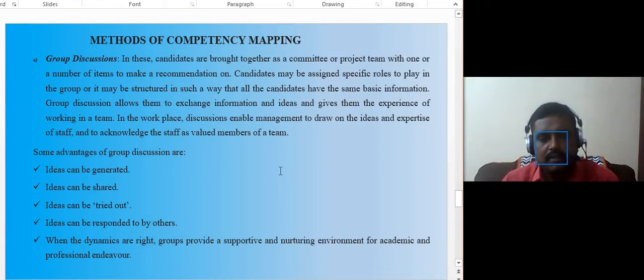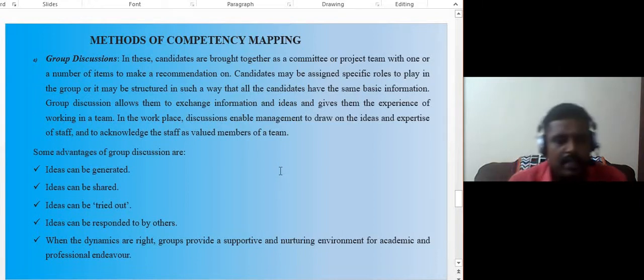Some advantages of group discussions are: ideas can be generated, ideas can be shared, ideas can be tried out, ideas can be responded to by others. When the dynamics are right, groups provide a supportive and nurturing environment for academic and professional endeavors. These are the methods of competency mapping.